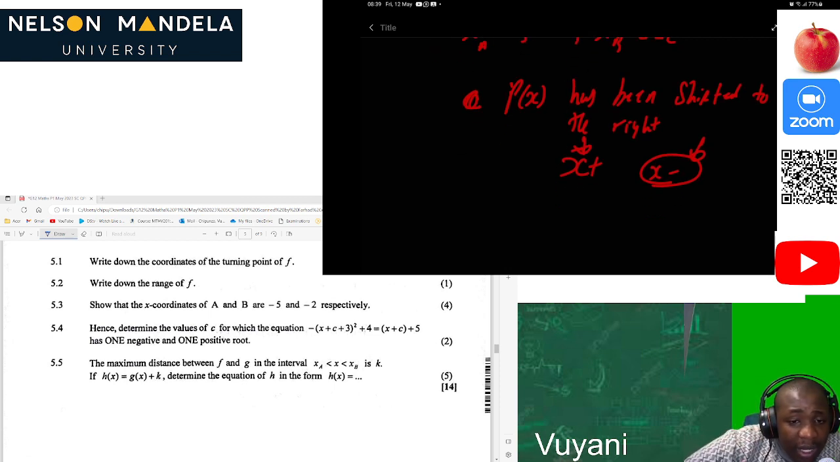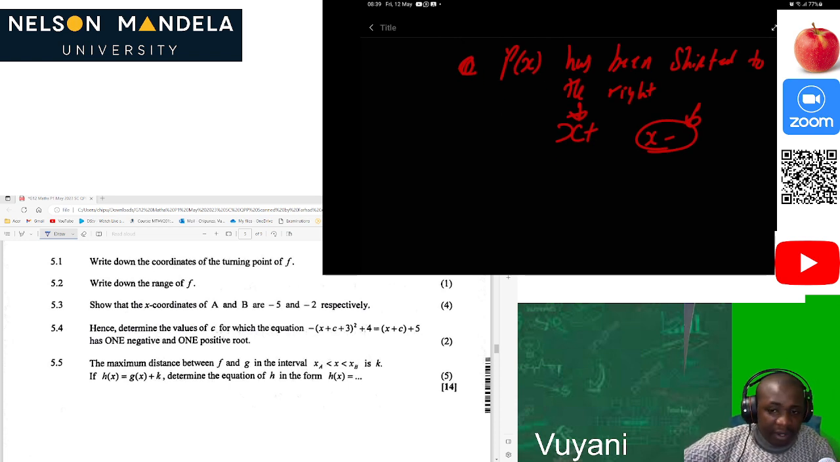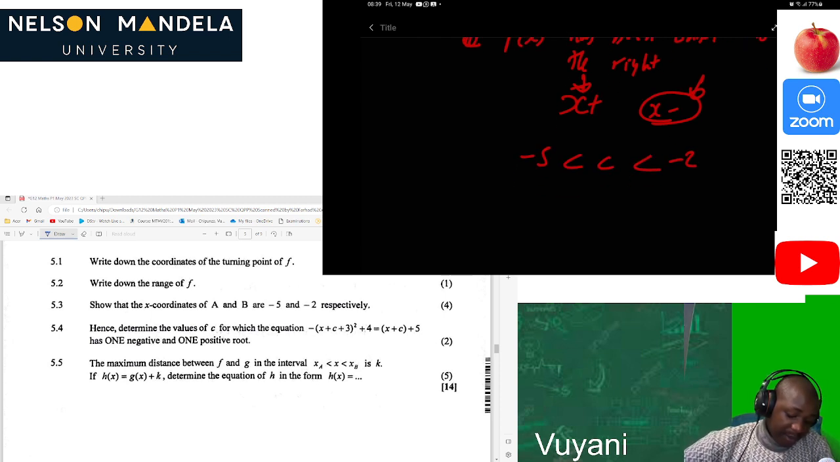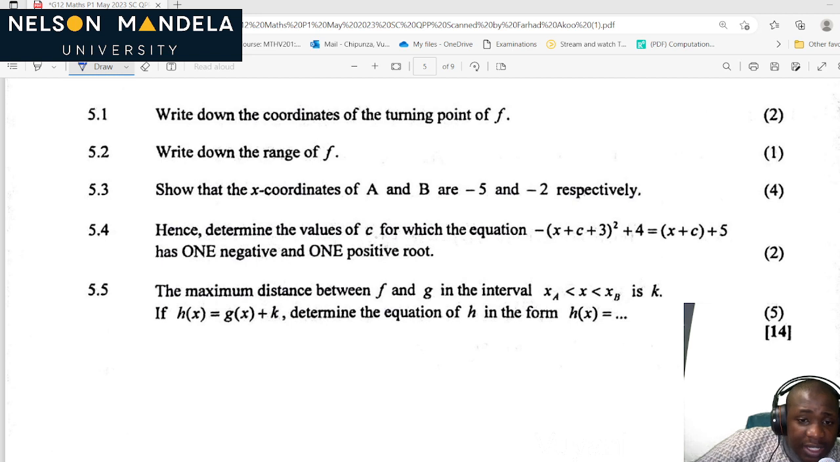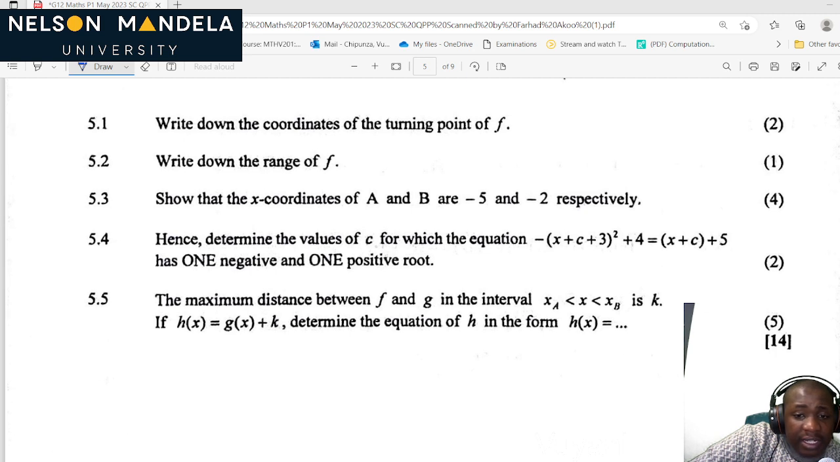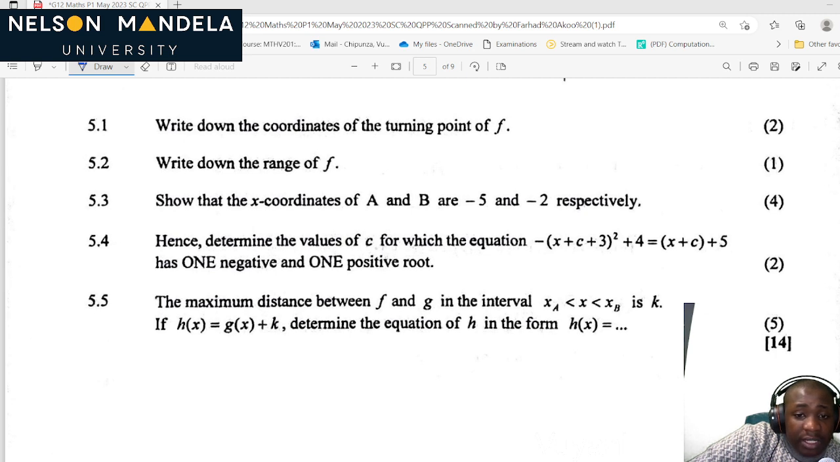Now they want one positive root and one negative root. Where can we find that? That's already easy. If you know that this graph has been shifted to the left, it should be between negative 5 and negative 2. The value of c must be between the two. Now the maximum distance between f and g in the interval, let's maximize the screen. What is the maximum distance between f and g in the interval xa and xb?